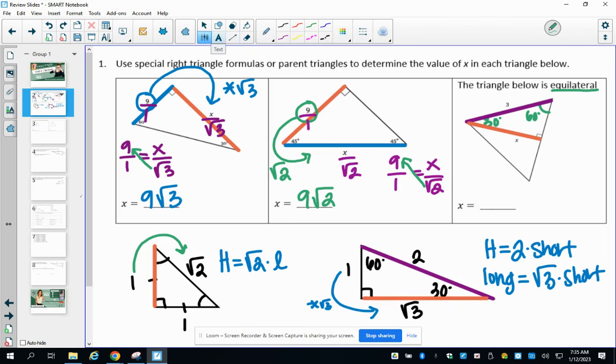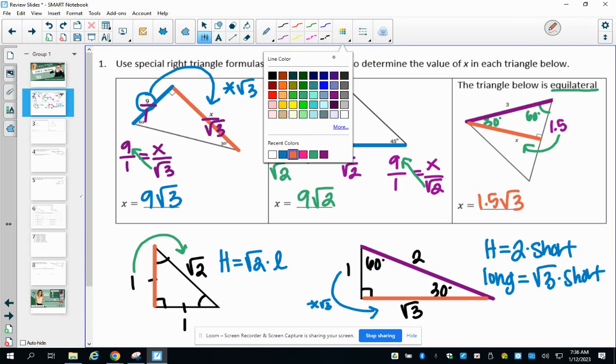So if you are doing the formulas here, you're going to need to go from 3 to find the short leg to then go to the long. So if this is 3, then this is half of 3, or 1.5, just 1.5. Okay, so half of 3, so 3 divided by 2 gives us that short leg. Then we would multiply by square root 3 to get that long leg. So you'd have 1.5 times the square root of 3.